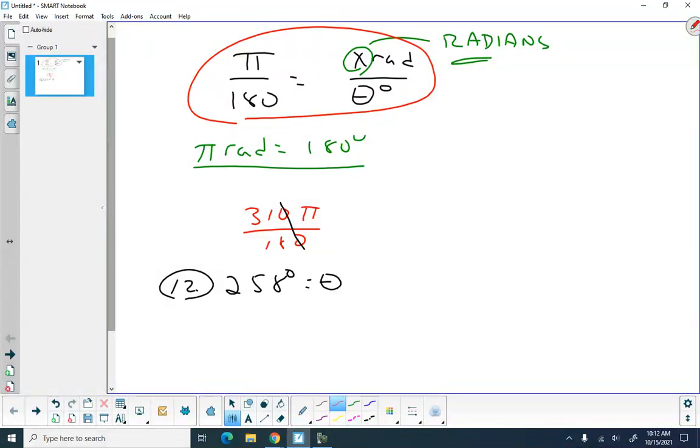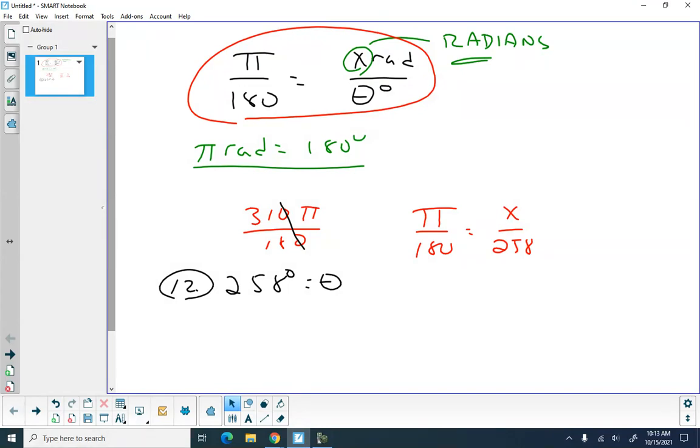Now, when they ask for a decimal approximation to this, now I can use my value of pi. Now I can use my pi button on my calculator. They don't want it left in terms of pi. So I can diagonally multiply. I'm solving a proportion here, which means I'm cross multiplying and dividing by my third. So I'm multiplying by 258 times pi, then divide by 180.